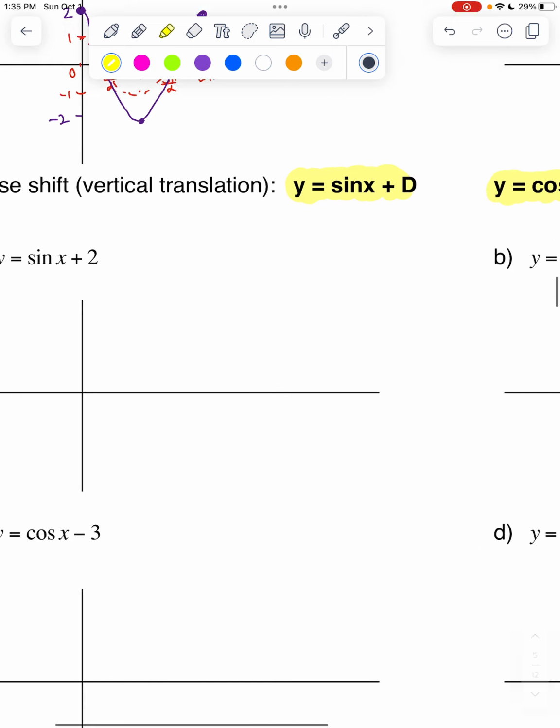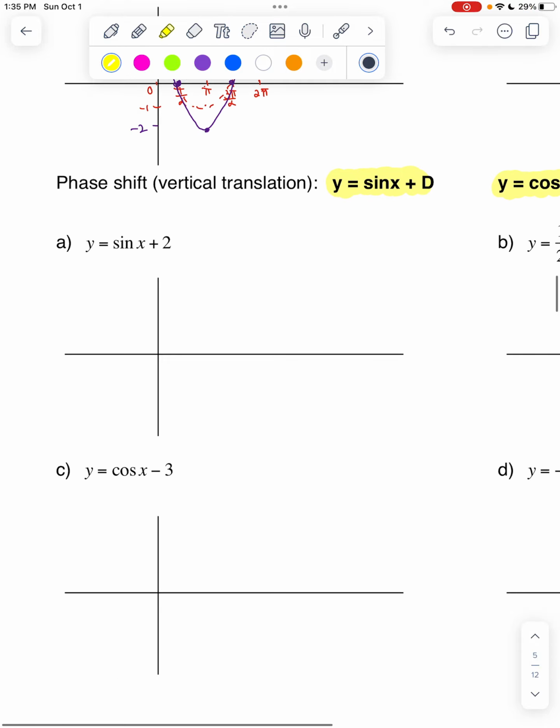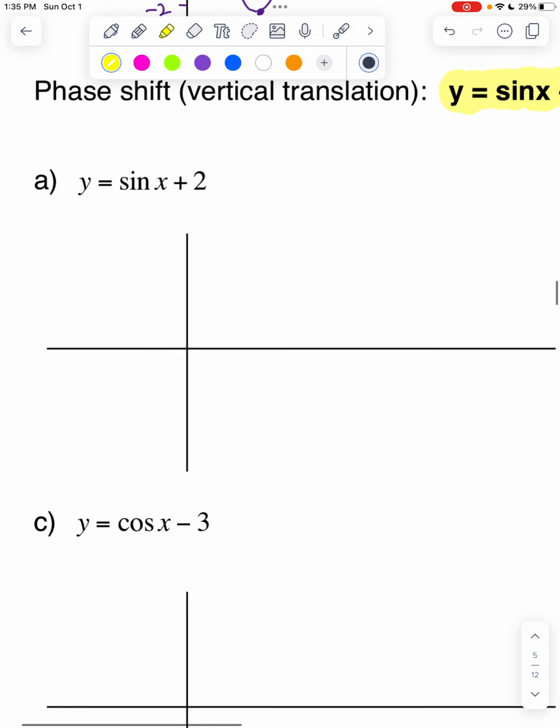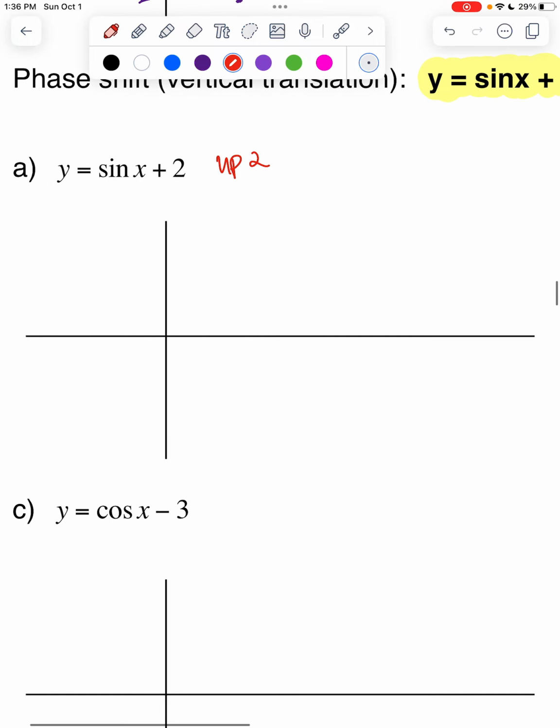All right. So we have y is equal to sine of x plus 2. So this time, we're going to go up 2. Again, I'm going to start with graphing my parent function of sine. So here we are.